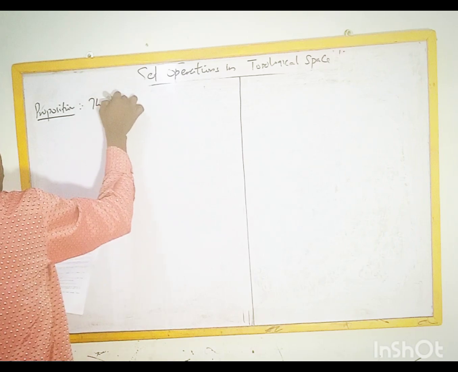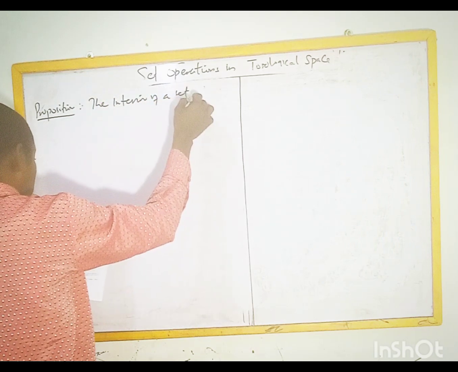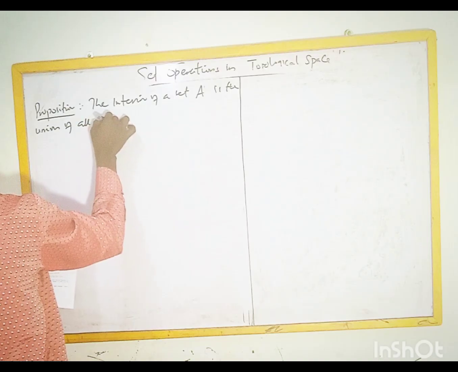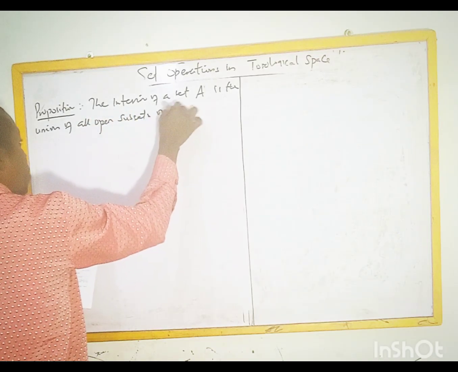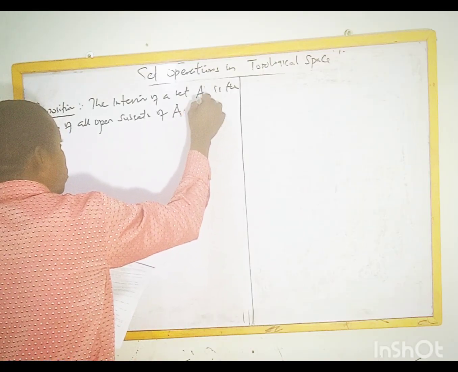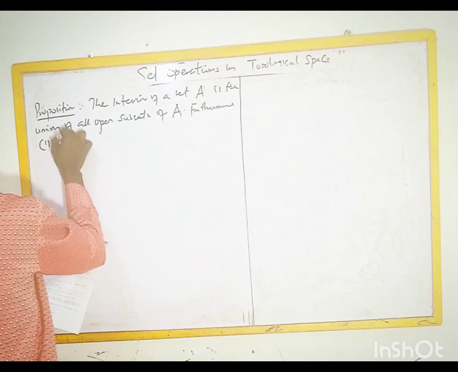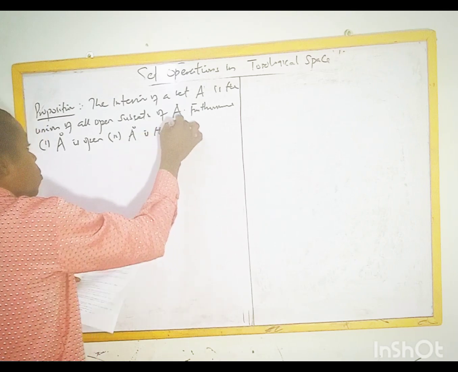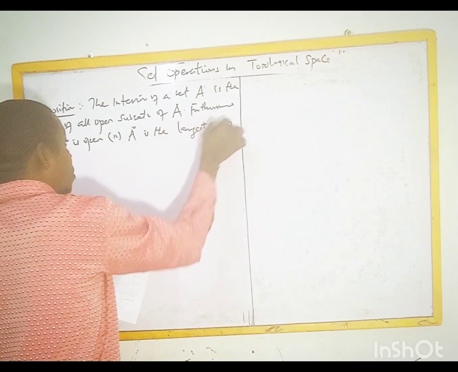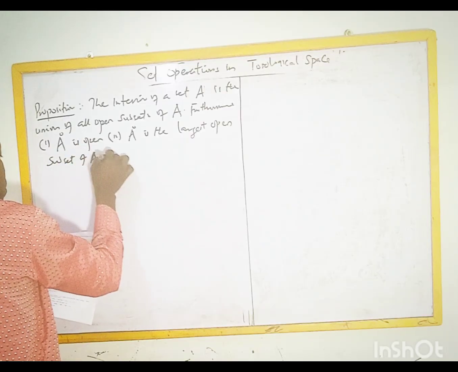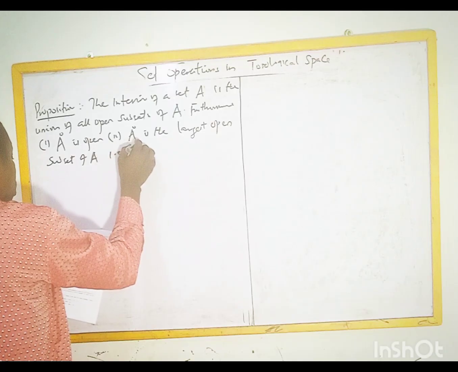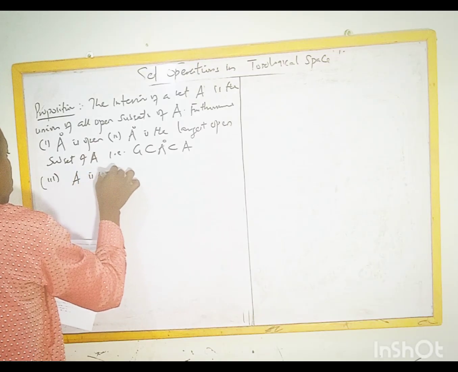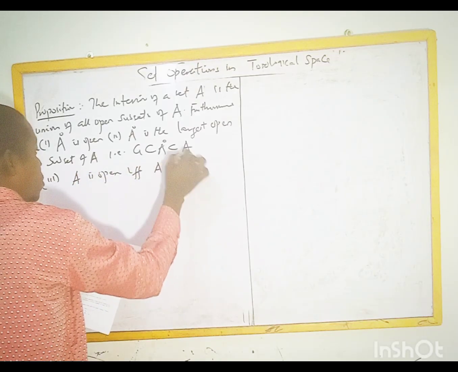They said the interior of a set A is the union of all open subsets of A. Furthermore, we have: one, the interior of A is open. Two, the interior of A is the largest open subset of A, that is, when you pick G a subset of A. And thirdly, A is open if and only if A is equal to its interior. So those are the things.